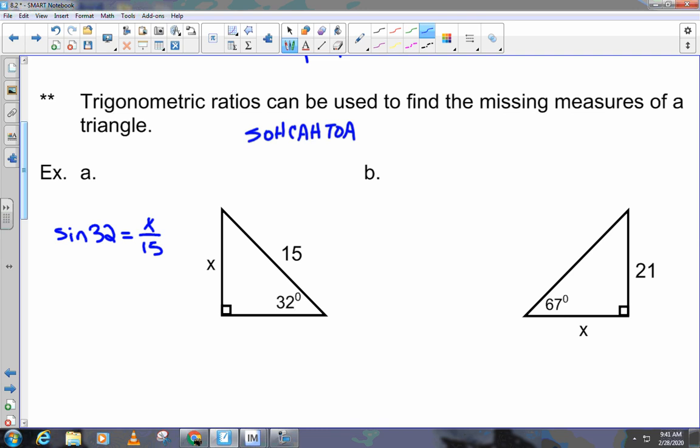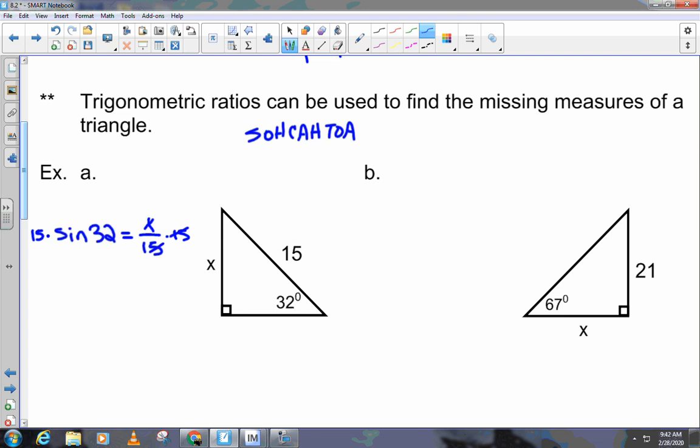Okay? And so now I have an equation, and I want to solve for x. Now, the sine of 32 is a number. Those stick together like glue, okay? These always stay together, all right? So this is a number. And so I want to just get x by itself. So I look at what's happened to x. It's divided by 15. I do the opposite operation. What do I do to get x by itself? Multiply. So I multiply both sides by 15.